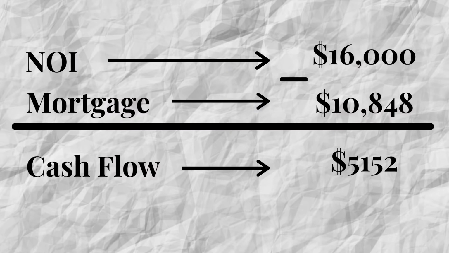Okay, but don't forget something very important. Your mortgage payment is not considered part of your operating expenses. So you still have to deduct your mortgage payment in order to find out what your true cash flow is. So let's say you financed your property for $194,000 and your mortgage payment is $904 a month. That is $10,848 per year. So you subtract that amount from the $16,000 in NOI, and that leaves you with $5,152.